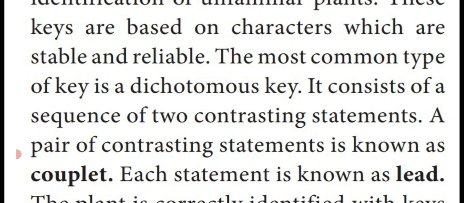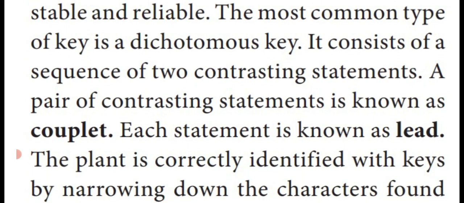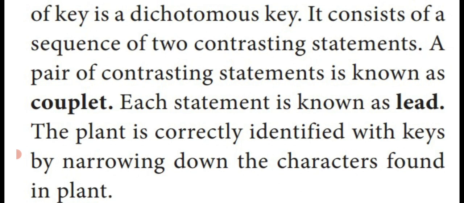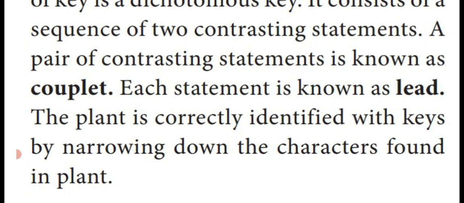A single statement is known as lead. We say, for example, in a drama or a film, the hero and heroine are known as a pair, isn't it? That is contrasting statements. But an individual one is said to be the lead role, male lead, female lead, isn't it? That is said to be the single statement. So the unfamiliar plants are identified with the keys by narrowing down the characters found in the plant. Each plant shows a pair of two contrasting statements, and based on the contrasting statements, we identify the unfamiliar plants. Those tools are known as taxonomic keys.